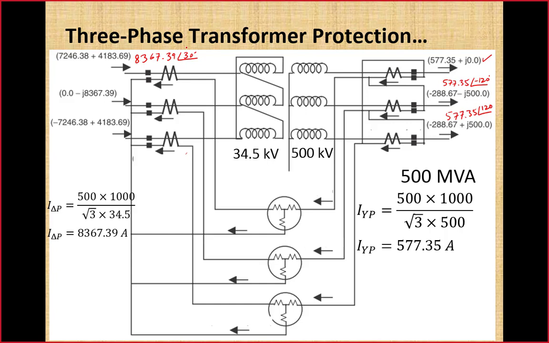The second phase here current will be 8367.39, angle will be minus 90 degree. That would be calculated either by subtracting minus 120 from 30, or we can add 30 degree to the current angle of this one, the phase B on the Y side. In the same way you can label the third phase current.